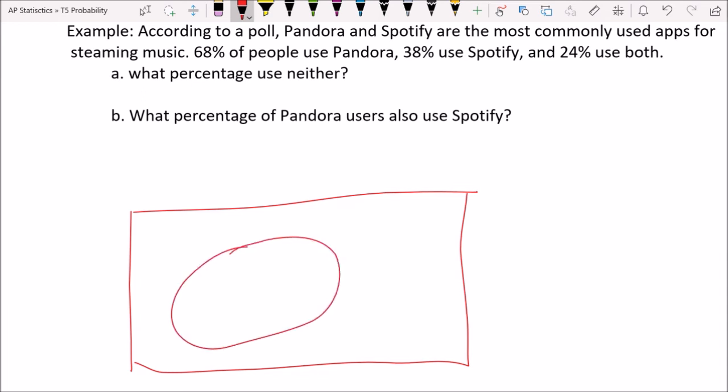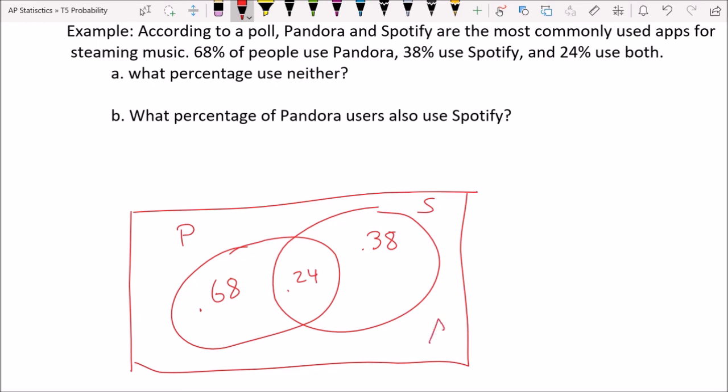And here's the first one. I'm going to call the first one Pandora. I'm going to call the next one Spotify. And let's start filling this out. So 68% of people use Pandora, so 0.68, and 38% use Spotify, so 0.38, and 24% use both, so 0.24, and then we want to know what percentage use neither.